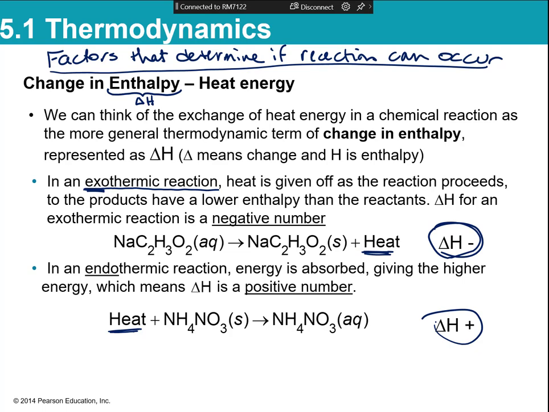So as a general rule, if I compare these two, reactions that are going to release heat are always more favorable, which means the chances are greater that that reaction will happen all on its own than a reaction that you've got to put heat into.